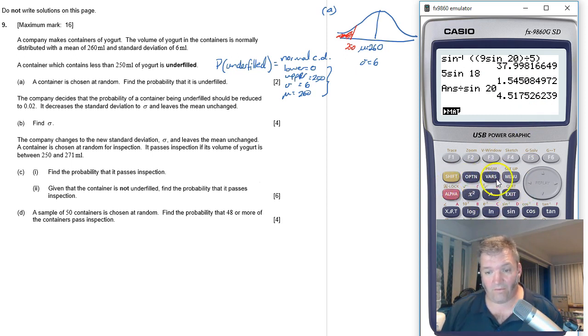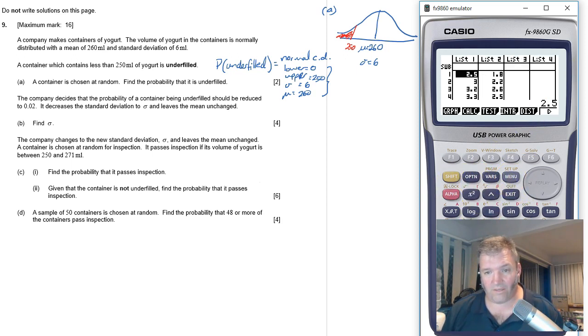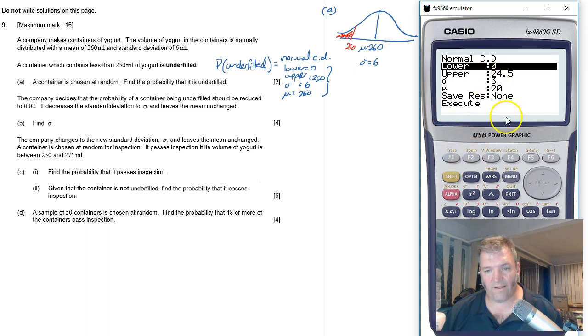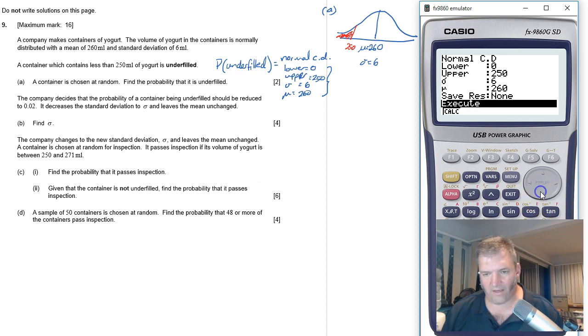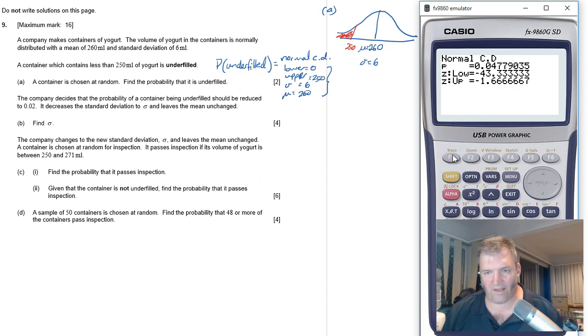And away we go. So we want to go into menu. This is stats, distribution. This is a normal distribution. I want a normal cumulative distribution. Lower limit of 0, upper limit of 250. Standard deviation of 6 milliliters and a mean of 260. Don't need to save our result anyway. Let's just calculate that.